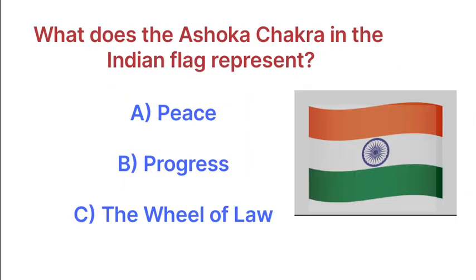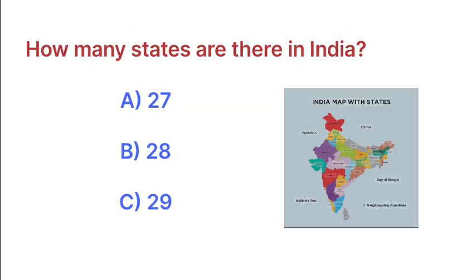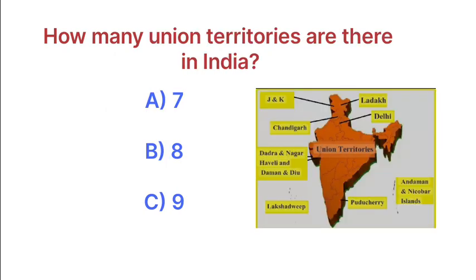What does the Ashoka chakra in the Indian flag represent? Answer: the wheel of law. How many states are there in India? Answer: 28. How many union territories are there in India?